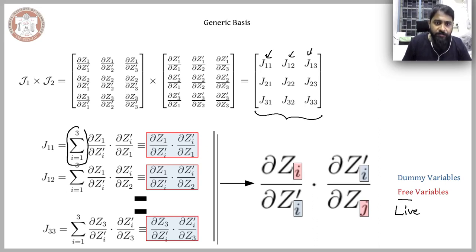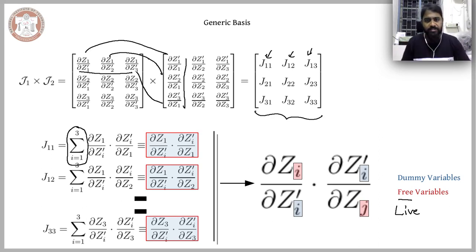So when we consider each of the entries of the product matrix, they will involve a sum of terms. When I consider the entry J11 in my product matrix, J11 is nothing but the product of this row and this column here. So it will involve three terms: the first term will be the product of these two, the second term the product of these two, and the third term the product of these two. The summation of these three terms can be expressed using the symbol here.